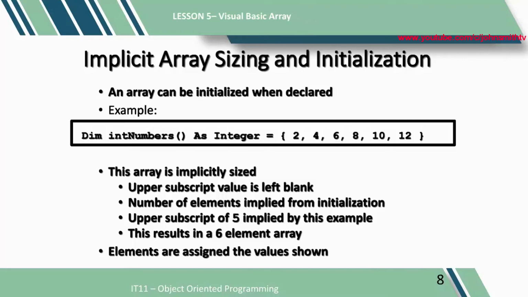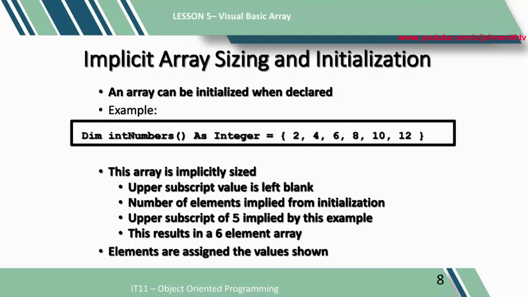Dim intNumbers() As Integer = {2, 4, 6, 8, 10, 12}. The statement declares intNumbers as an array of integers. The numbers 2, 4, 6, 8, 10 and 12 are stored in the array. The value 2 will be stored in element 0, 4 will be stored in element 1, and so on. Notice that no upper subscript is provided inside the parentheses. The array is large enough to hold the values in the initialization list. In this example, the array has 6 elements.